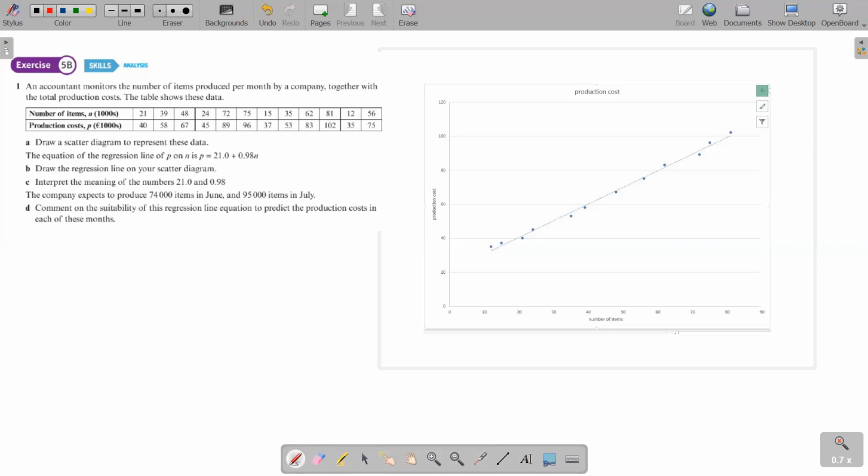So 21.0, when you consider the straight line, 21.0 is the intercept, right? The equation is p equals 21.0 plus 0.98n. So you guys can see 21.0 is the intercept, 0.98 is the gradient. I've given you the idea how to interpret the intercept and the gradient separately, right, guys? Okay, so how do we do that?